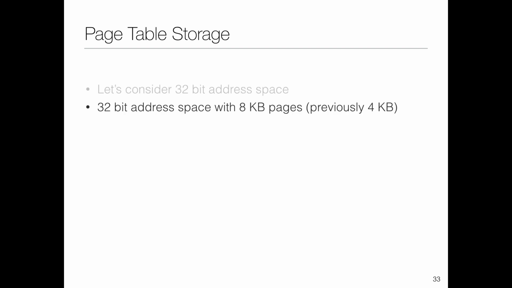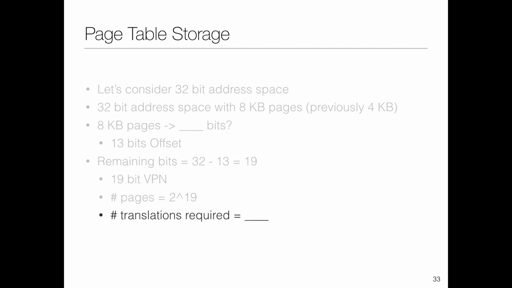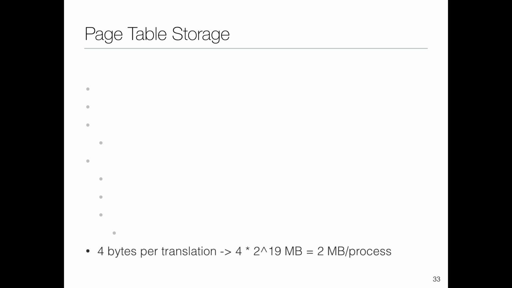Okay, so let's play around with these numbers. Previously we had a 4 KB page size. Let's move to 8 KB page size. Now what changes? Previously we required 12 bits; now an additional bit is required, so 13 bits is the offset size. The remaining bits are 19, which is the maximum number of virtual page numbers you can get. The number of translations required is also reduced. So now you require 2 MB per process.